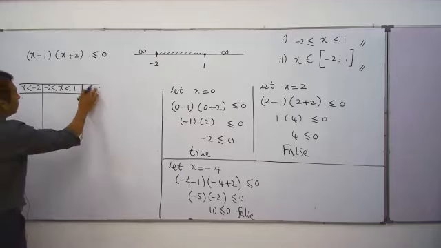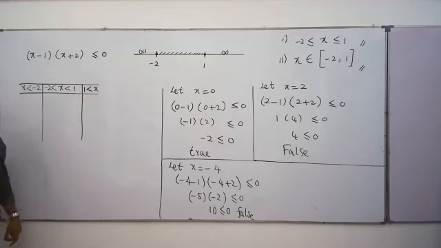Or if you write it like this, also correct, people. No? Put 1 here. X greater than 1. That's also correct.